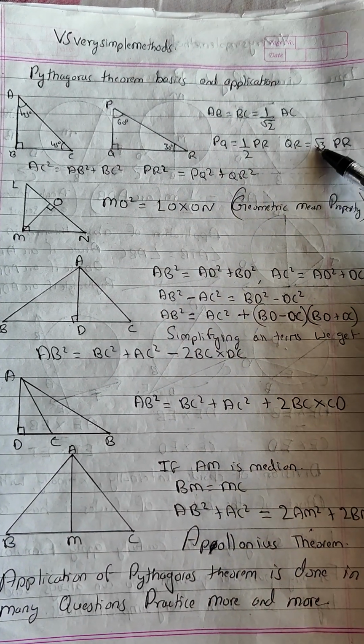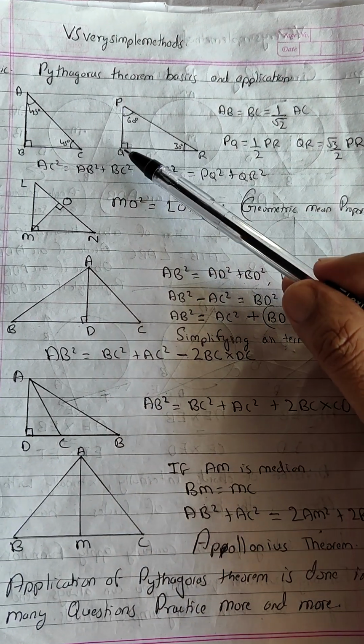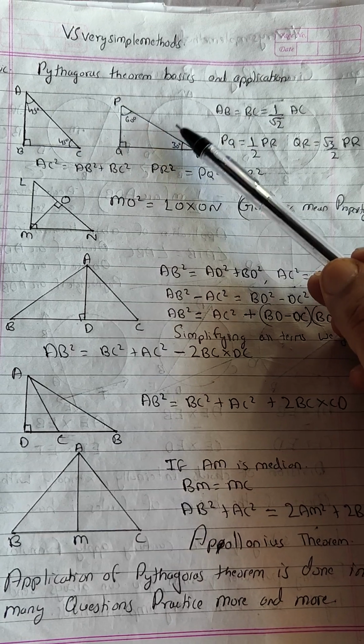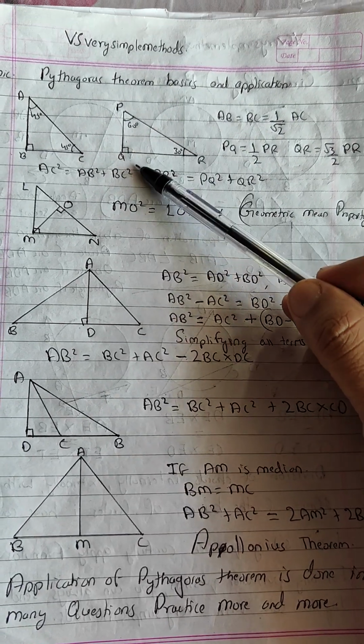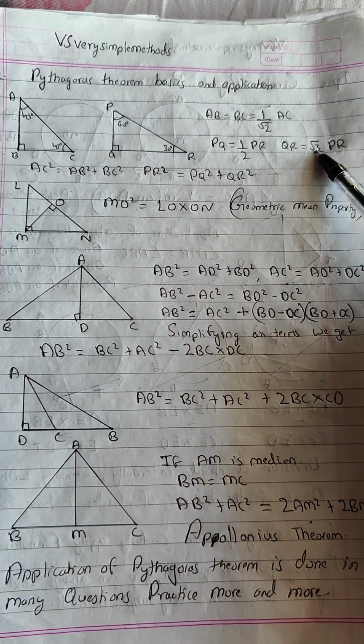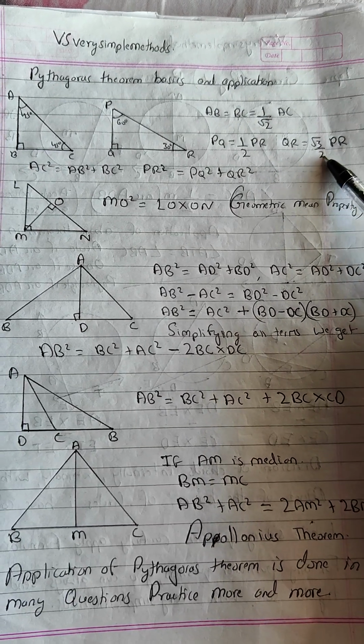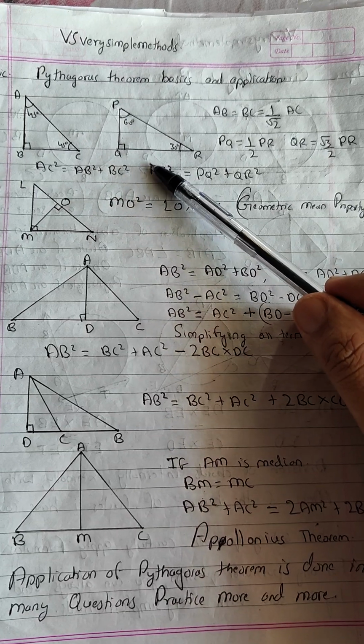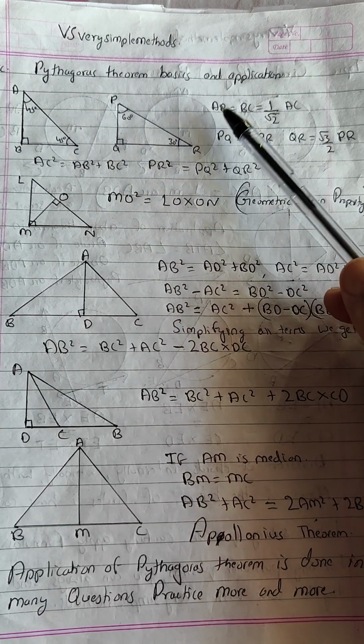Similarly, QR will be root 3 upon 2 into PR. QR, the side which is opposite to 60, will be root 3 upon 2 multiplied by PR. Suppose PR is 12, so this QR will be root 3 upon 2 multiplied by 12. So 2 and 12 give 6, and the answer will be 6 root 3. This answer will keep changing as the hypotenuse changes.